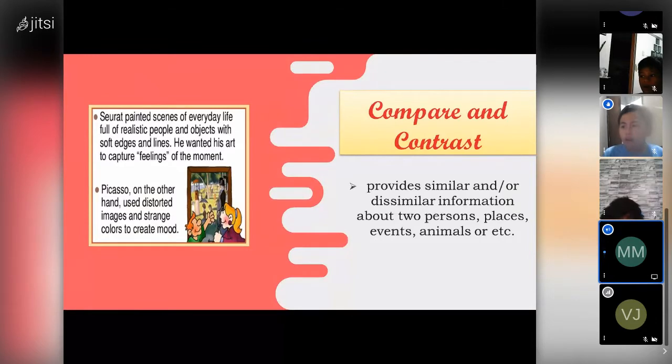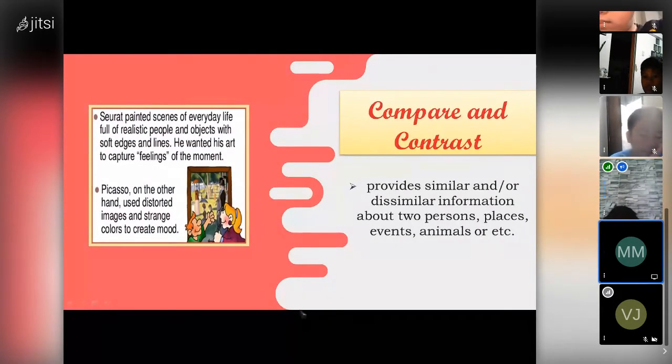Ad, can you cite the comparison between the painting of Seurat and Picasso? Seurat painted scenes of everyday life full of realistic people and objects with soft edges and lines. He wanted his art to capture feelings of the moment. Picasso, on the other hand, used distorted images and strange colors to create mood.